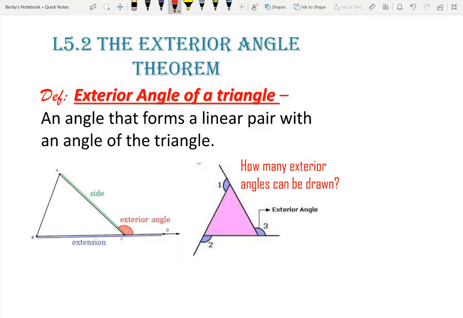Hi, today we're going to have a very short lesson over lesson 5.2, the exterior angle theorem. All right, so let's jump right into the definition. The exterior angle of a triangle.